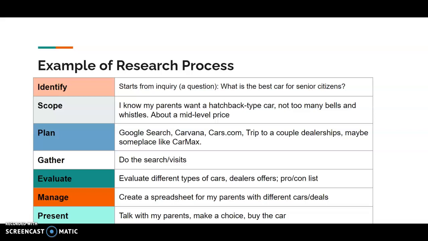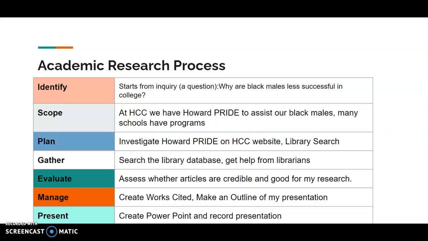So now you might be thinking, oh, if that's the research process, I guess I do that all the time, right? How might it work in an academic setting? All right, so I'm going to use an example of something that you might look at in this class when we look at college success.